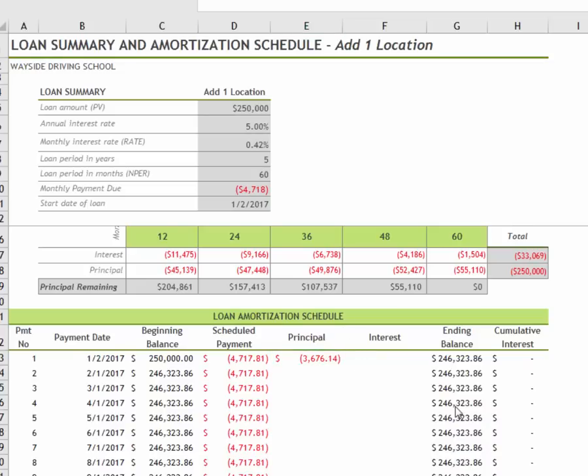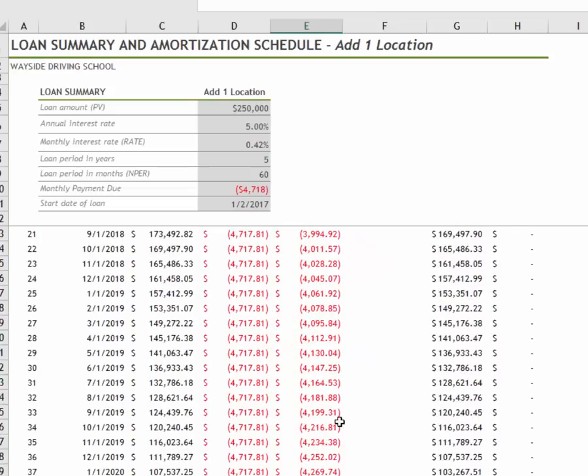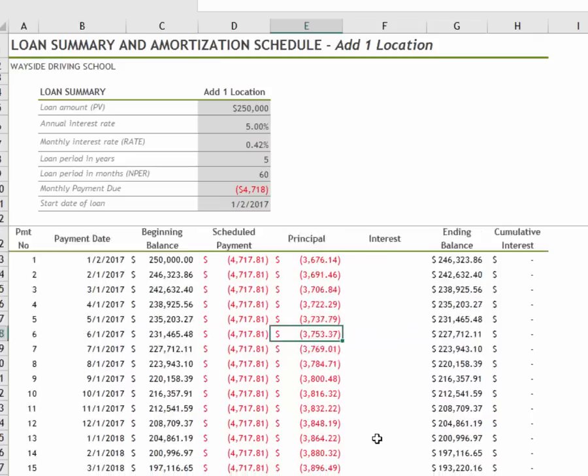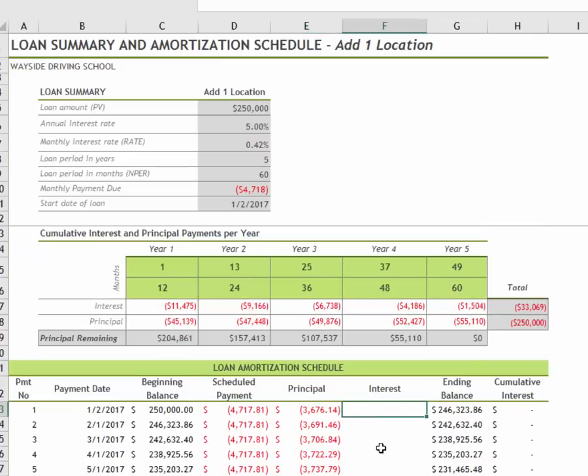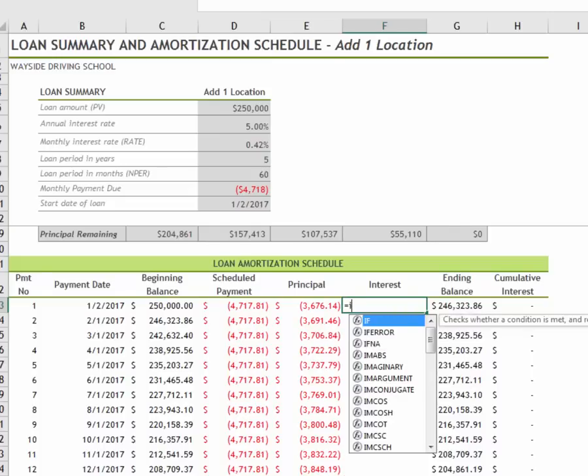At the end of that instruction, it asks us to copy it down, so I'll grab the autofill handle and double click, and you can see the amount of principal we pay goes up all the time. And now I suspect instruction 9, we're going to go to F23 and calculate the interest. Several ways to do it, but they want us to use the I payment function, equal IPMT.